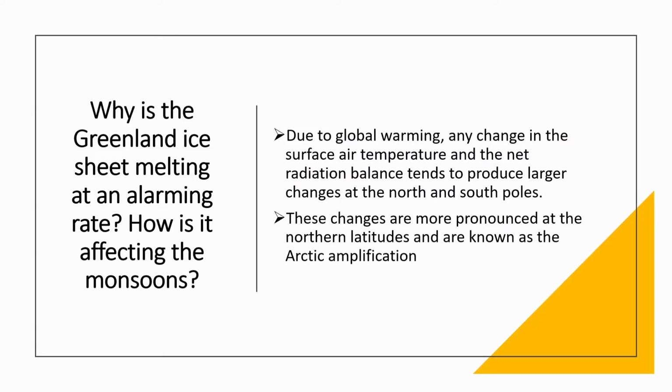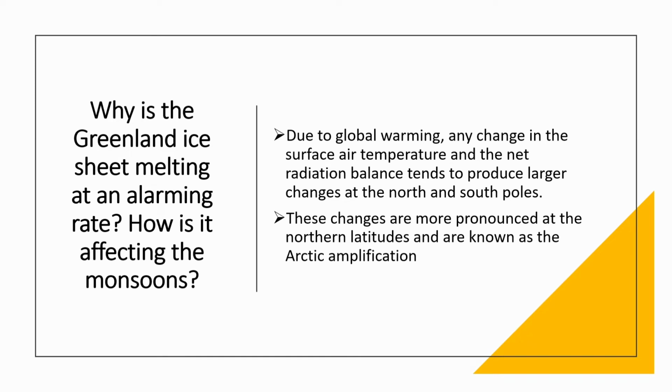Why is the Greenland ice sheet melting at an alarming rate, and how is it affecting the monsoon? So the answer to this is global warming. Due to global warming, any change in the surface air temperature and the net radiation balance tends to produce large changes at the north and south pole. The changes are more pronounced at the northern latitude and are known as Arctic amplification.